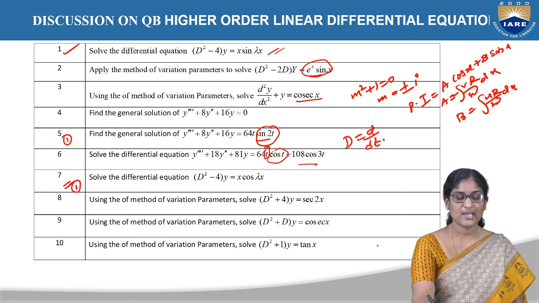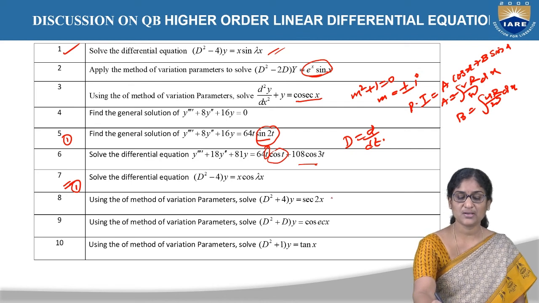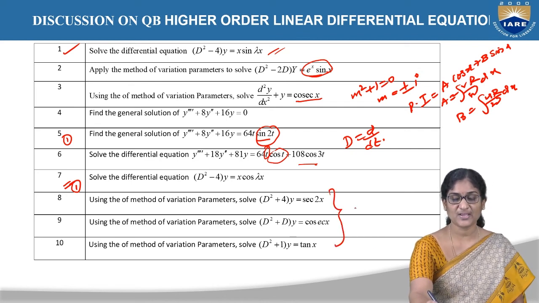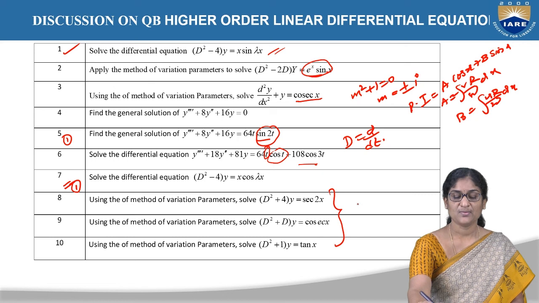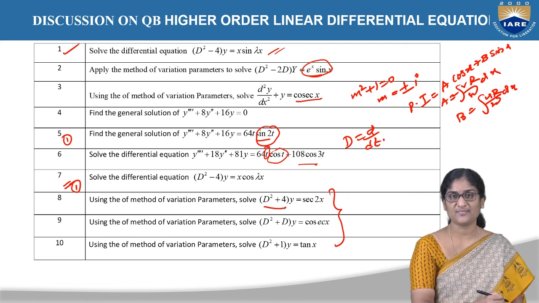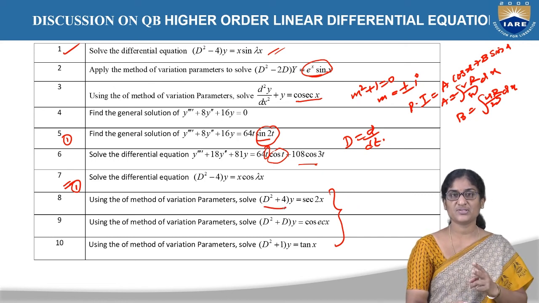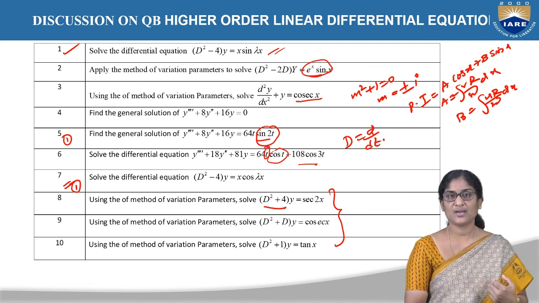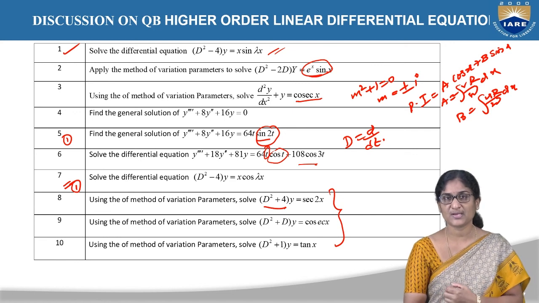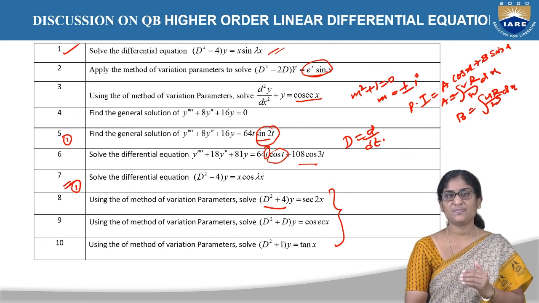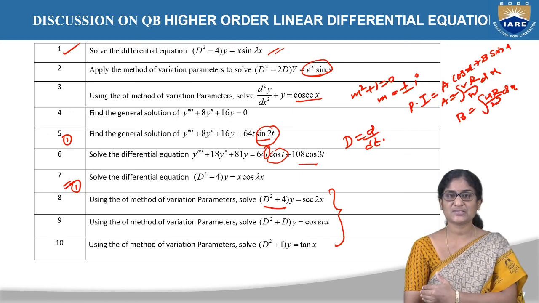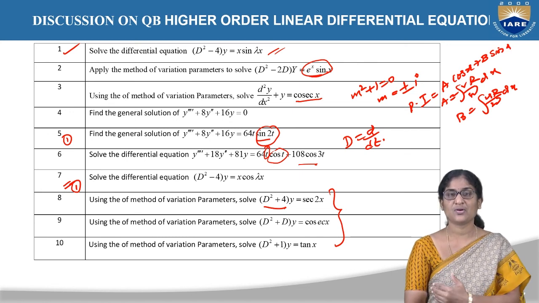And the 8th, 9th and 10th, all three questions are based on the method of variation of parameters, where we first have to solve the complementary function. In that complementary function, we will get two roots. Those two roots we have to write as c1 e to the power of alpha x plus c2 e to the power of beta x. In that, e to the power of alpha x has to be assumed as u, and e to the power of beta x has to be assumed as v. Not only e, sometimes we will get sine and cos also.